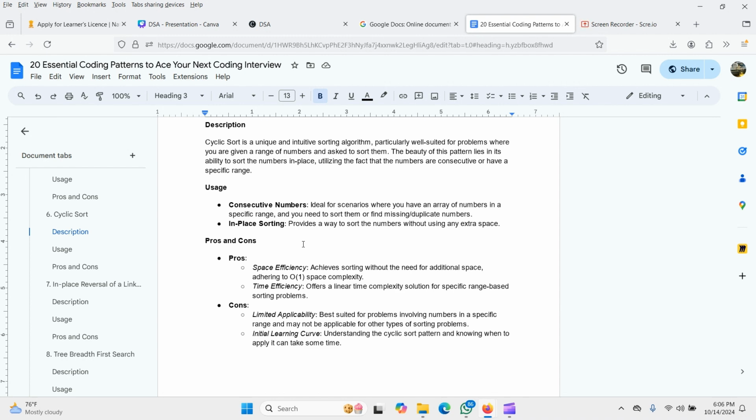The advantage is that it achieves sorting with no need for additional space, so it has O(1) space complexity. What is the time complexity? It offers a single-pass, linear time complexity solution to a specific range-based or sorting problem. What are the disadvantages of this coding pattern? It has limited applicability. That means it is best suited for problems involving numbers in a specific range, and may not be applicable for other types of sorting problems. Next, the initial learning curve. Understanding the cyclic sort pattern and knowing when to apply it can take some time.